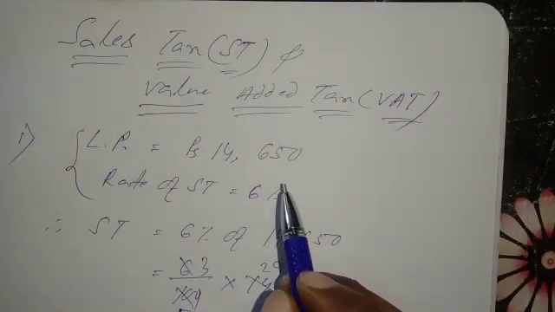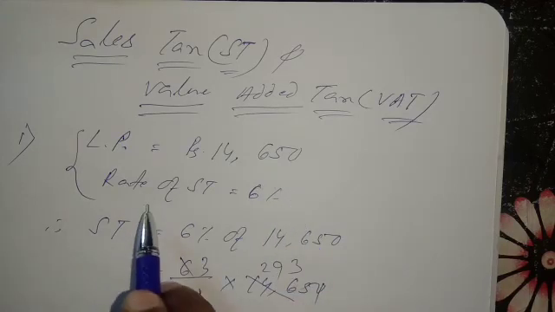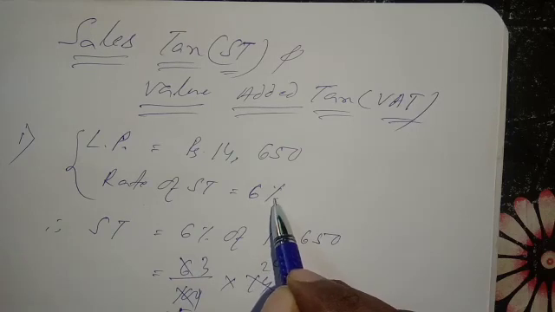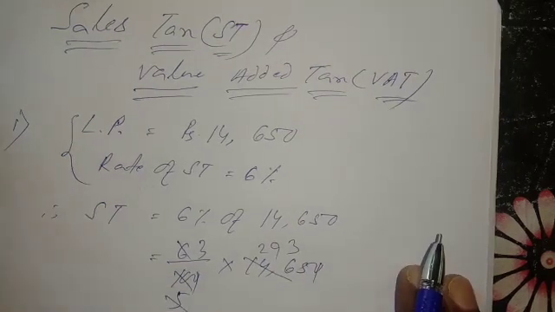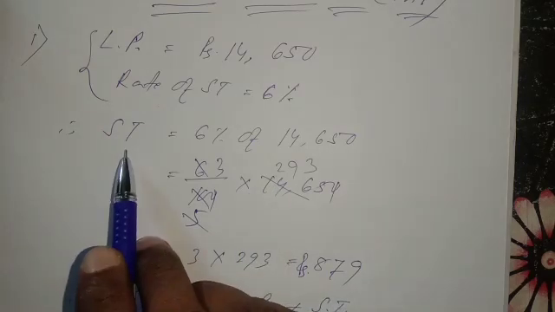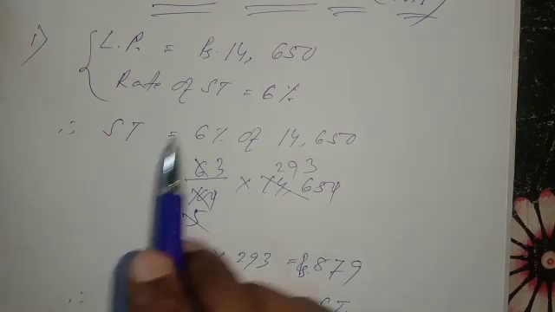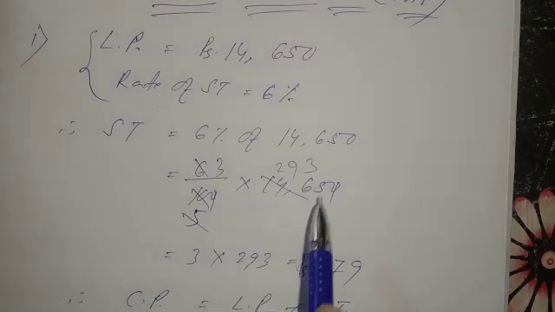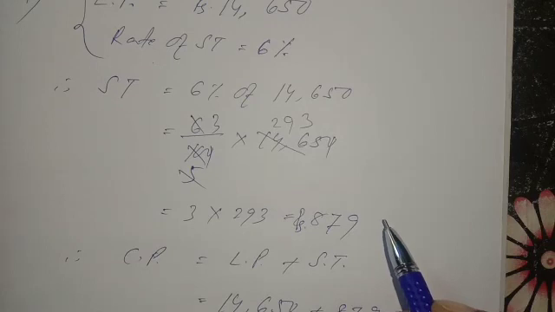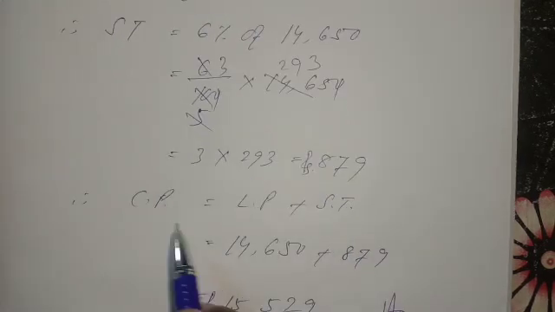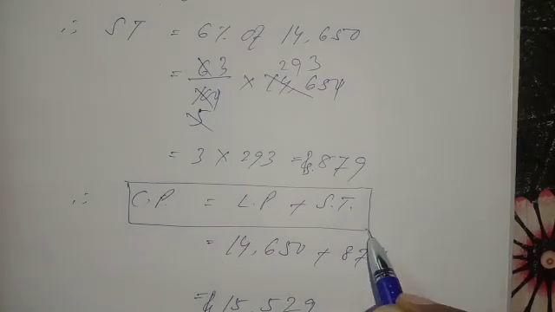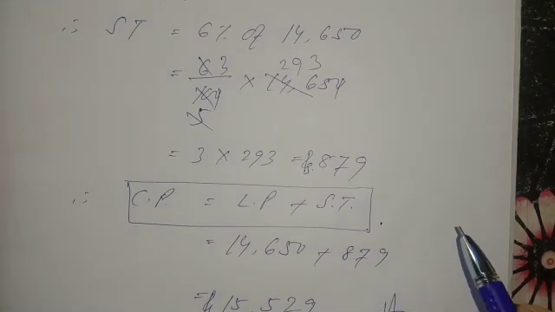Again I am repeating, this is one of the important applications of percentage. Here list price of the refrigerator given, rate of sale tax given 6%. It is always calculated on list price or basic price. Directly you can calculate, but I am showing step by step. First of all, you find sale tax, 6% of the list price 14,650. It is coming 879. Therefore, the cost price will be list price plus sale tax. This is the formula required to calculate cost price. Okay, I think it is clear.